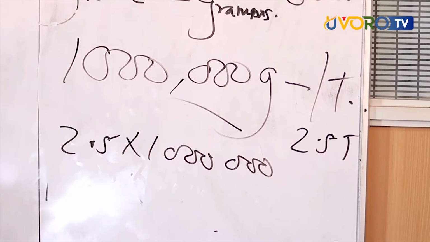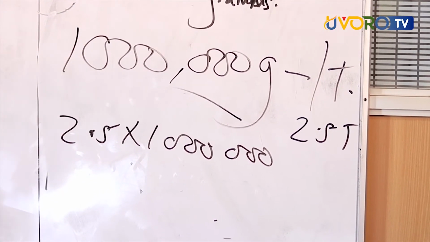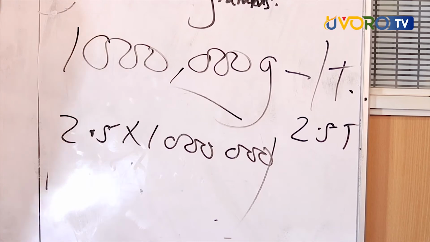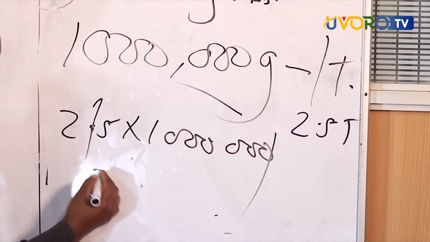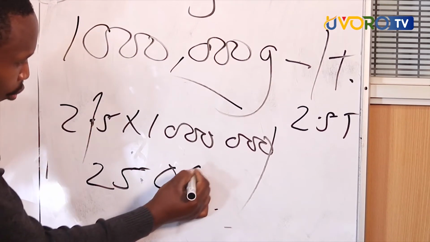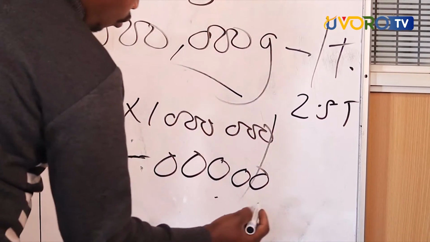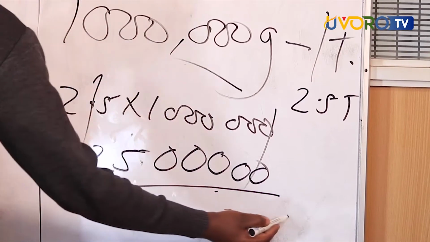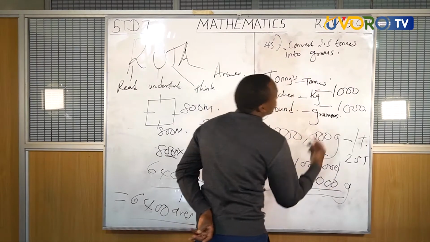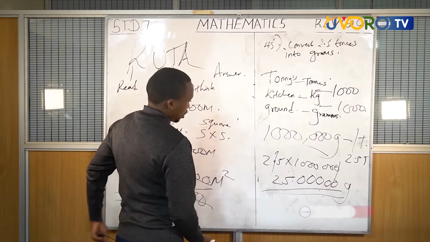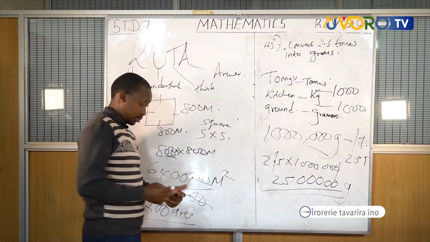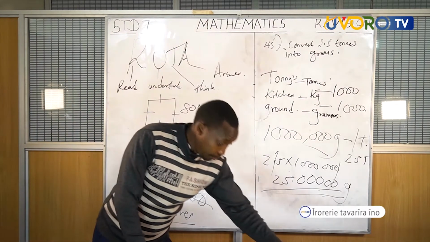1 decimal, 1 0 goes with 1 decimal. That one and this one. So the answer is 25 grams. 1, 2, 3, 4, 5 grams. Now, the sum was so simple.